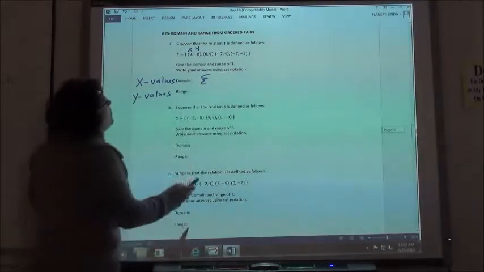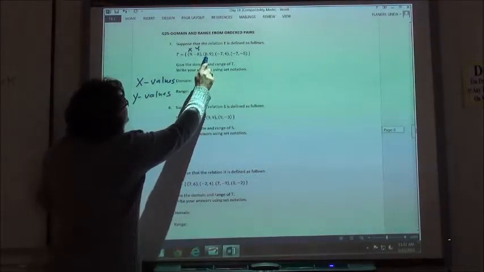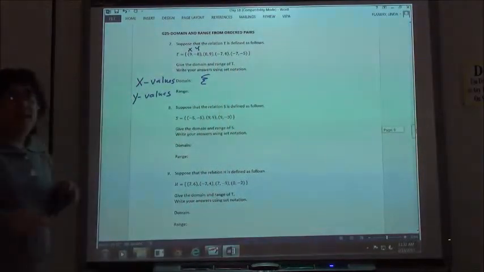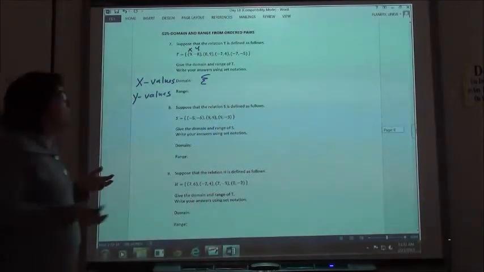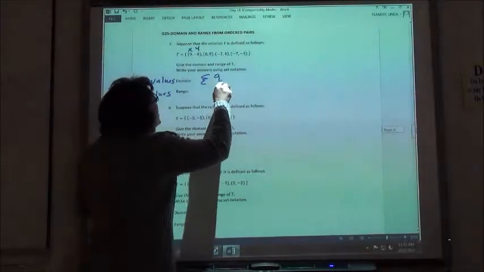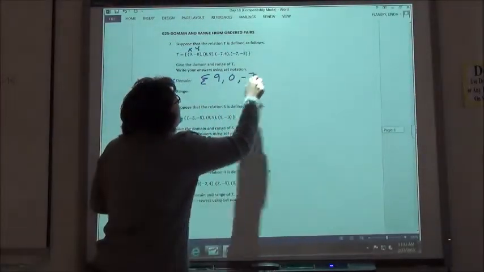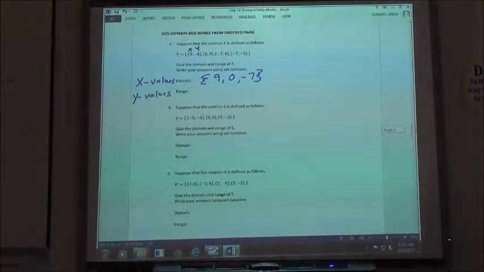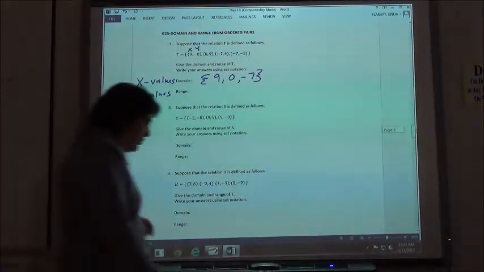So when I'm doing my domain, I've got a 9, I've got a 0, I've got a -7, I've got another -7. If it's in my list once, I don't need it more than once, so I'm just going to say 9, 0, and -7. You do have to use the set notation, so make sure you put the set symbols around your answer.